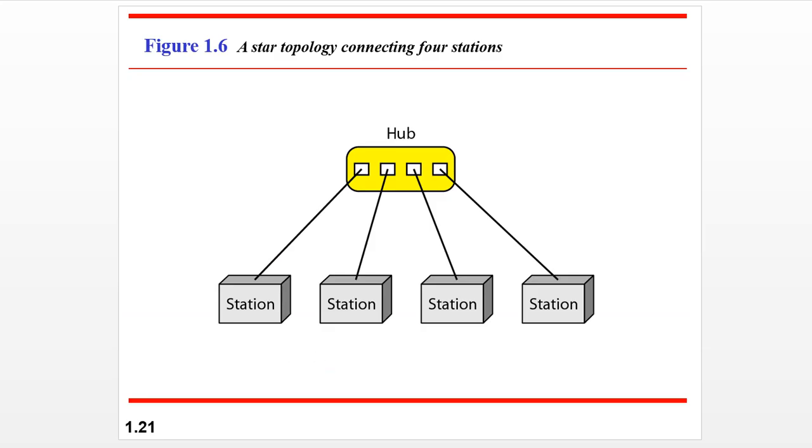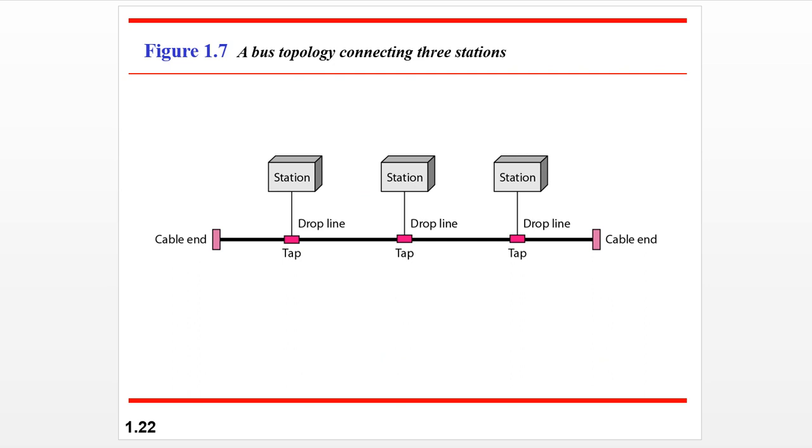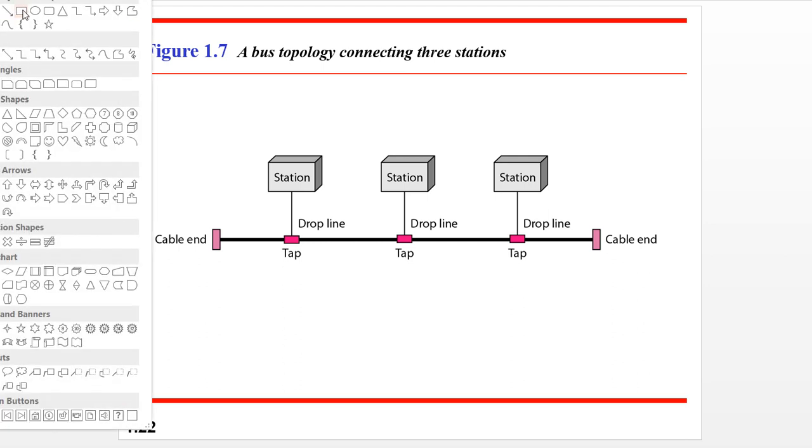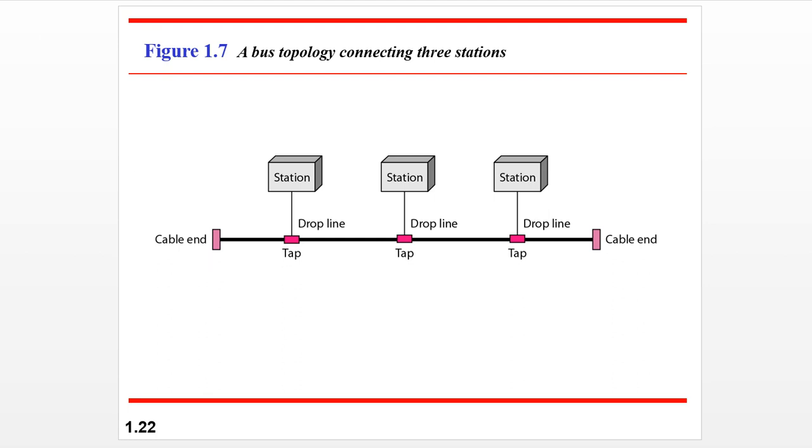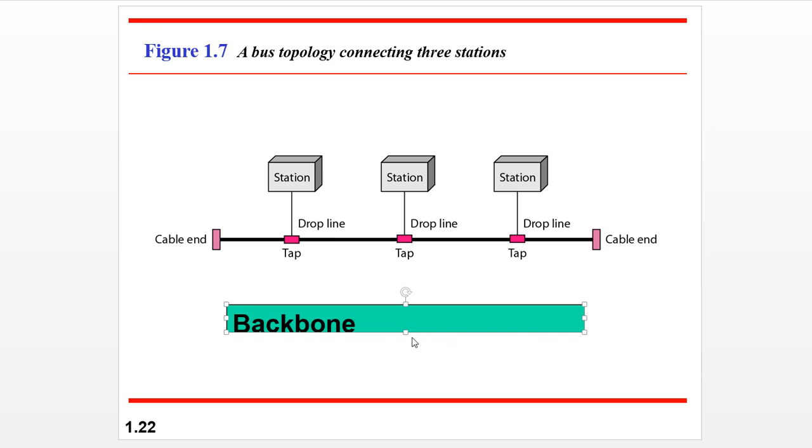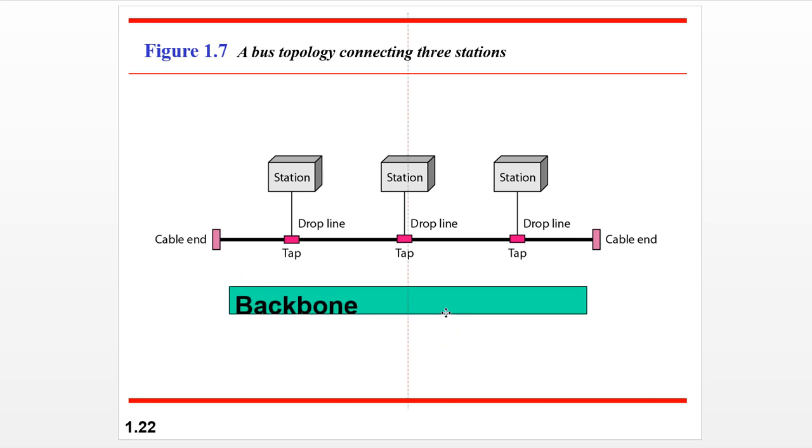The next topology is known as bus topology. Right now you can see the bus topology on screen. There is a single line from end to end, marked with a thick black line. That line we call the backbone. I will write that here. Backbone, in the sense that there is a long cable from end to end, is referred to as the backbone of the cable.